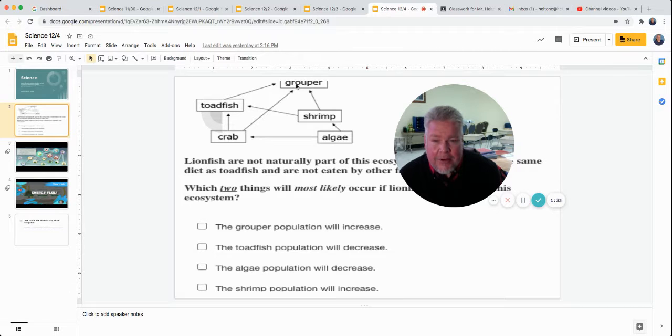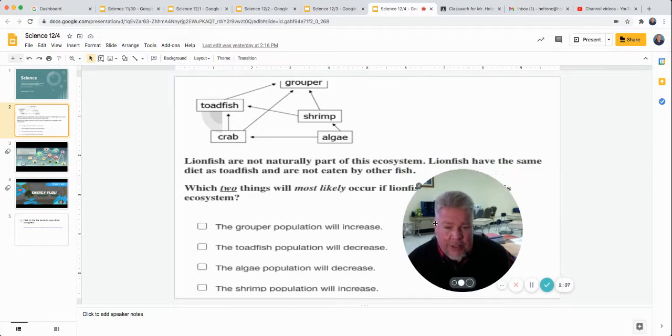So that standard basically is saying as long as the population of everything stays the same, it's a stable food web. In other words, it's going to stay like this. But what if one thing changes? What if all the crabs die? Well, then the toadfish has less to eat, and the grouper has less to eat, and there'd be more algae because there are not crabs eating it. So things can change if a certain population within a food web is gone or decreases.